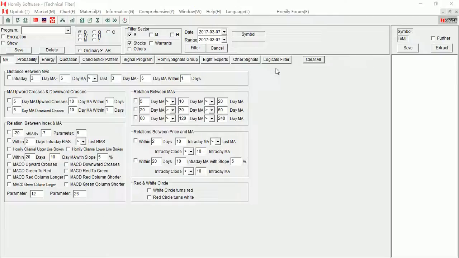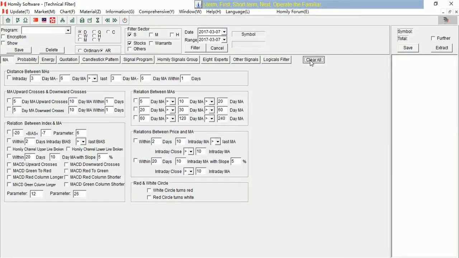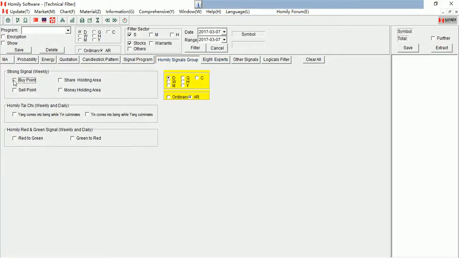Daily. So let's see. Click filter. 8 experts. Short to long means green band turn to the red band. Then homely signal group, strong signal buy point. Just click filter. Then let's see whether can filter some stocks or not. This filter method is easy, right? Okay, so let's see there are some stocks or not.